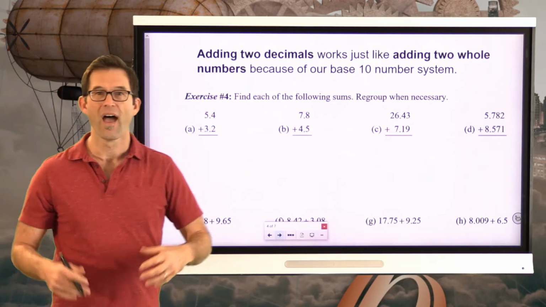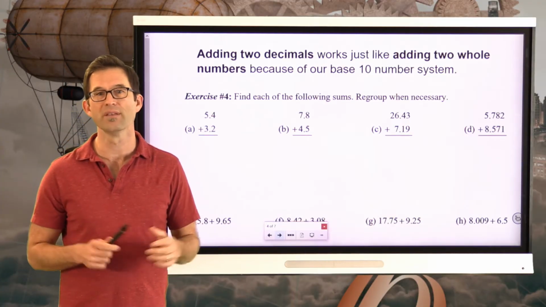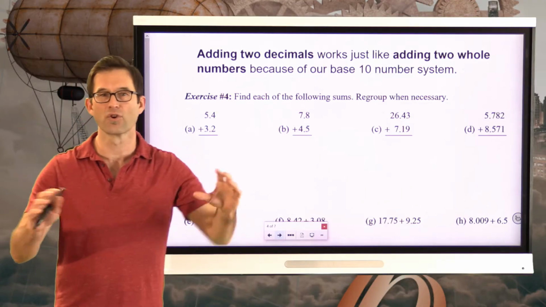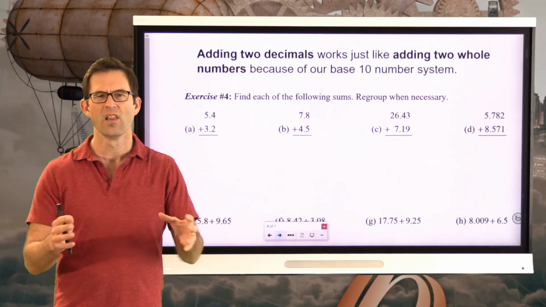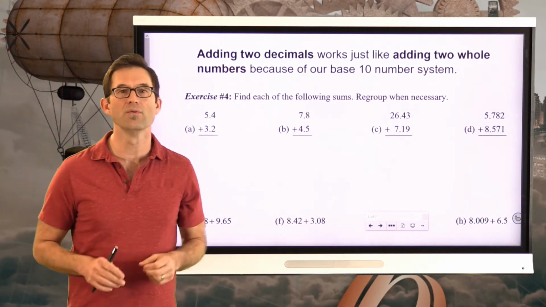All right. Adding 2 decimals works just like adding 2 whole numbers because of our base 10 number system. Let's take a look at exercise number 4 now without writing in terms of fractions or anything like that. Let's just do some decimal work. Exercise 4. Find each of the following sums, regroup when necessary. All right. Let me just move that over there a little bit. Let's do some of these things together and then have you do some of them on your own.